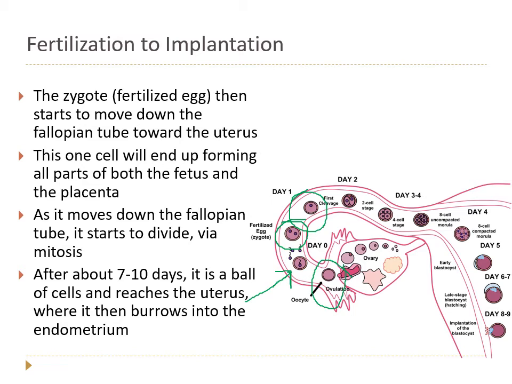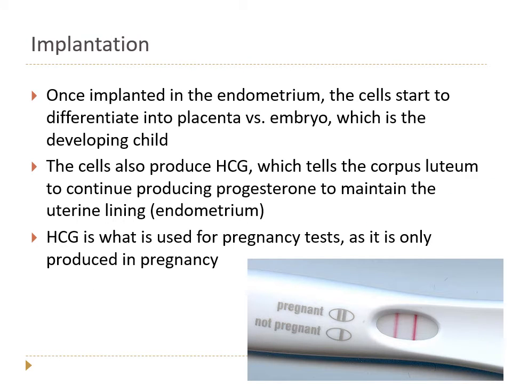And then around days 7 to 10, it's going to reach the uterus and it's going to burrow into the endometrium. It doesn't just attach, it doesn't just land, it actually burrows into the endometrium, and that is called implantation. So once it implants in the endometrium, cells are now differentiating. About half the cells are going to become future placenta, umbilical cord, amniotic sac, and the other half of the cells are now the inner cell mass. They're going to go on to actually form the embryo or the developing child.